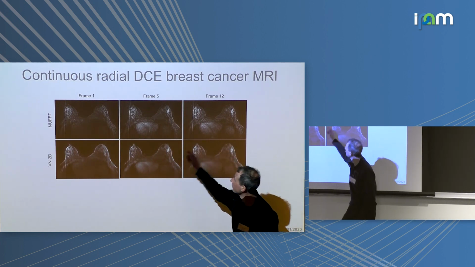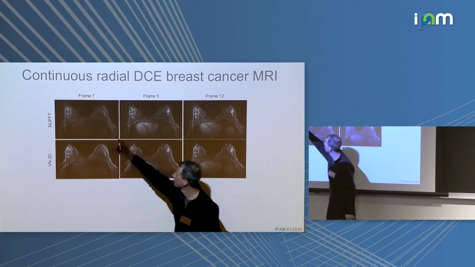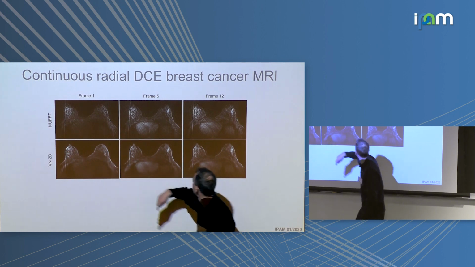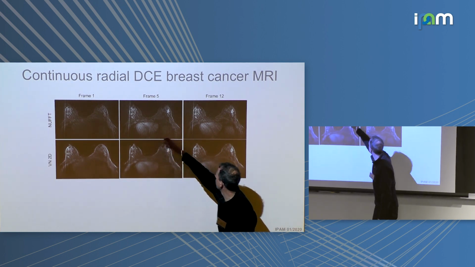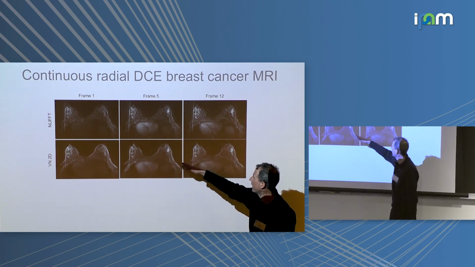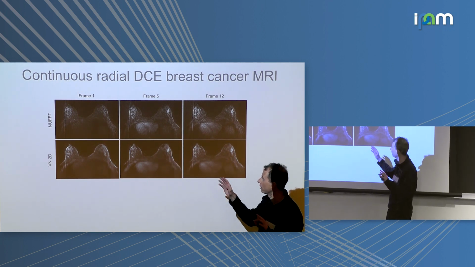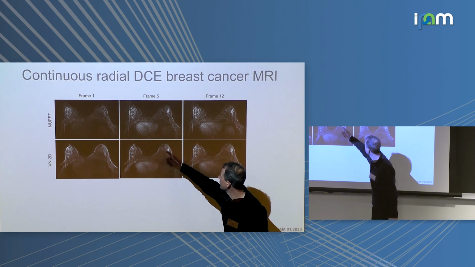So these are 5 time frames. You can see this was before the contrast agent injection. The tumor is right there. And this is at some later frames. They have a time resolution of roughly 8 seconds, so you can capture the contrast dynamics pretty well. This is where the lesion is.